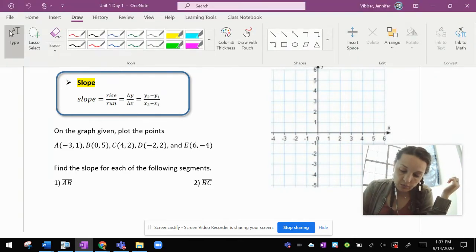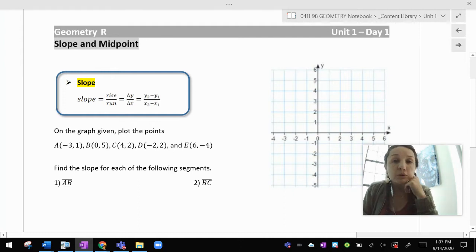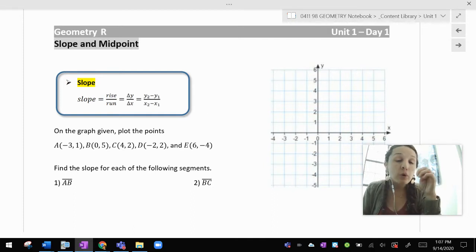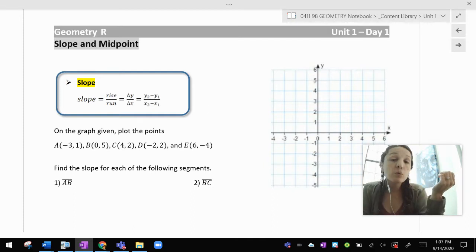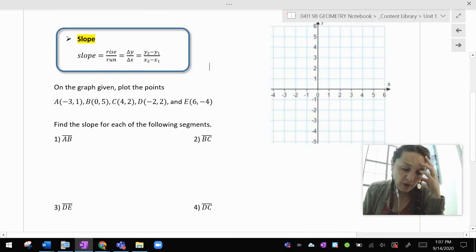So we're going to start by reviewing slope. And you probably remember slope from middle school. It's rise over run. It's delta y over delta x. It's y2 minus y1 over x2 minus x1. However you remember it is fine with me. Just make sure you understand that those are all equivalent. We're just going to practice a little bit of slope, and then you will have an activity to go with this. So it says on the graph, plot the points.